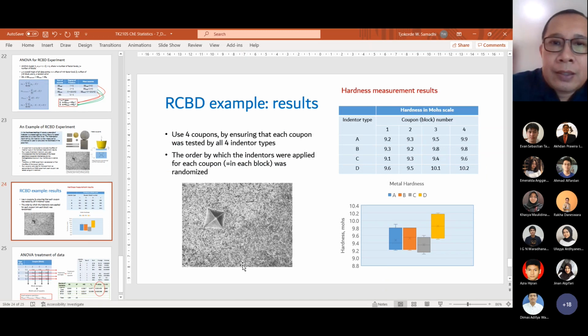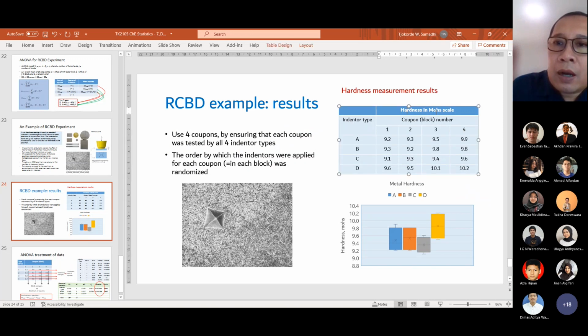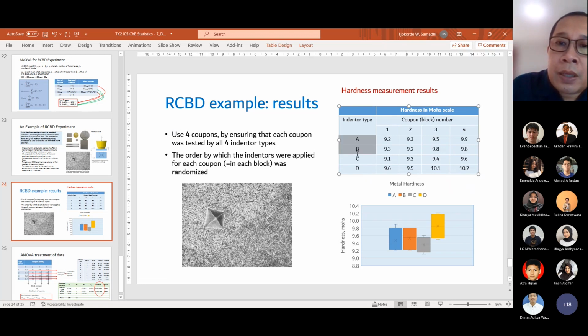Alright. And these are the results of the RCBD experiment. The hardness is given in mole scale. You can browse in the internet what is a mole scale. These are the types of indenter. It is given simply as A, B, C, and D. And this is the block number or coupon number. So this is data for coupon number 1, coupon number 2, and so on.